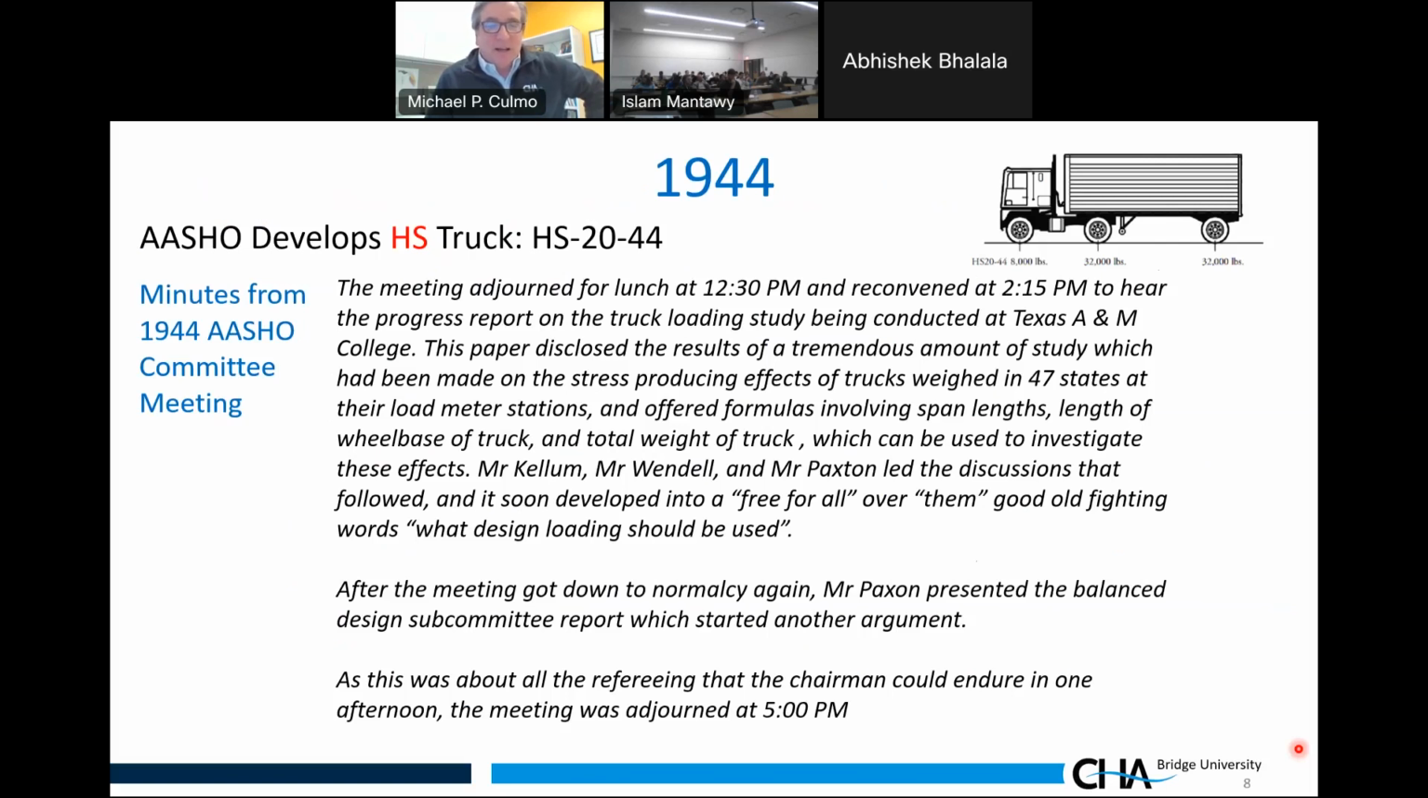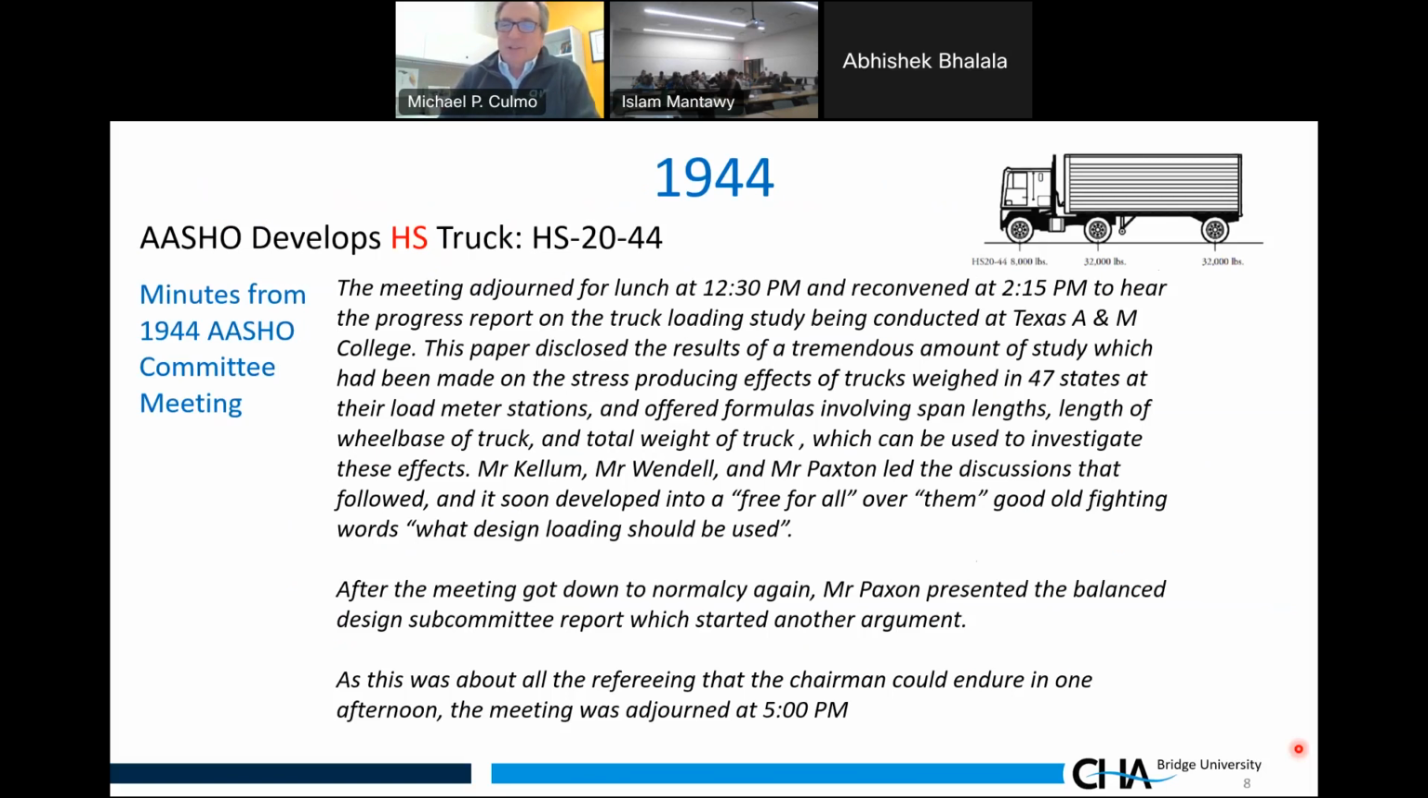And then after the meeting got down to normalcy again, everyone calmed down. Mr. Paxton presented a balanced design subcommittee report, which started another argument. They started fighting again. So at the end of the meeting minutes, he writes, as this was about all the refereeing that the chairman could endure in one afternoon, the meeting was adjourned at 5 p.m.